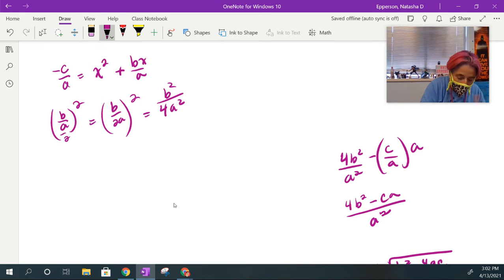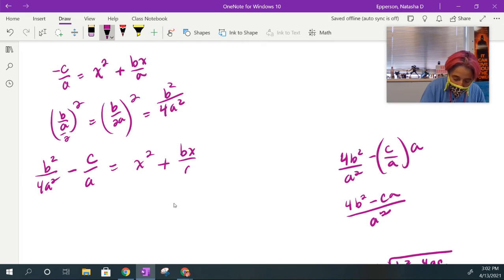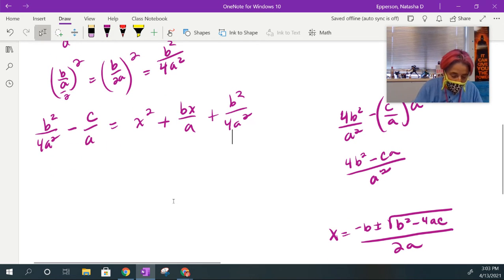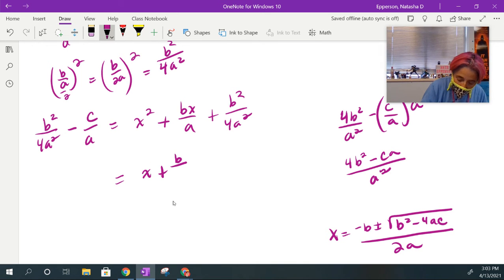This is going to work out. Okay, now we got it right. So this is going to be b squared over 4a squared minus c over a is equal to x squared plus bx over a plus b squared over 4a squared. All right, now this right side is a perfect square. That is x plus b over 2a, squared. Now, keep creating a common denominator. So that means I'm going to multiply this right side by 4 and an a.